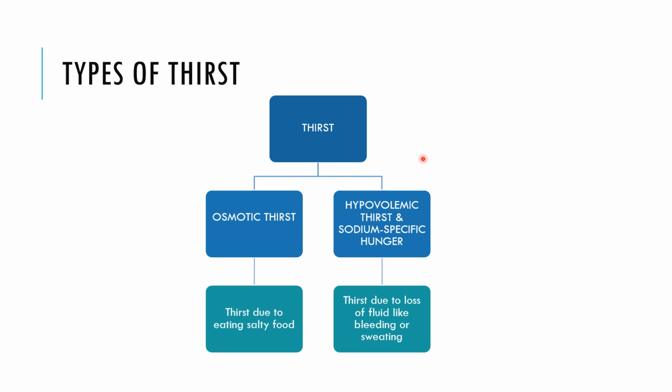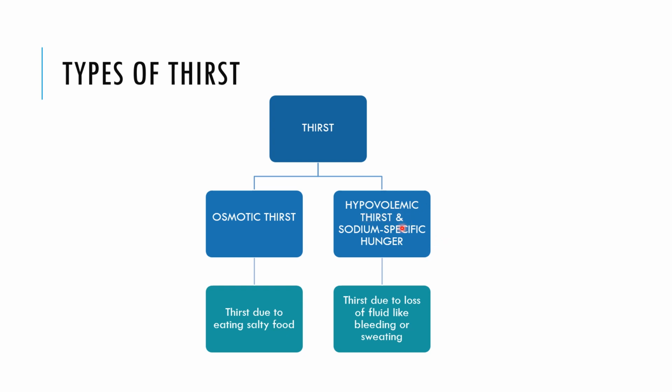Now coming to thirst. Thirst is of two types, osmotic thirst and hypovolemic thirst. Hypovolemic thirst is also accompanied by sodium-specific hunger. Now what is the difference between the two? Osmotic thirst is the thirst which is due to eating salty food. When we eat salty food, there is more concentration of salt in the body and we feel thirsty.